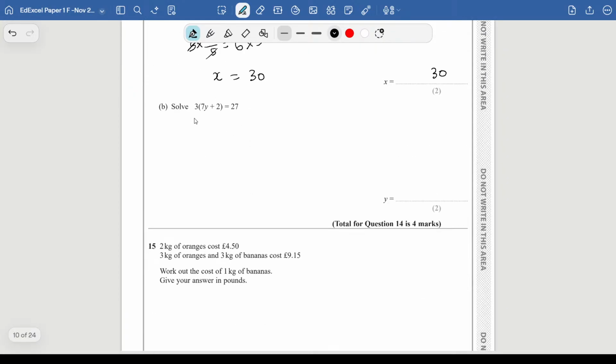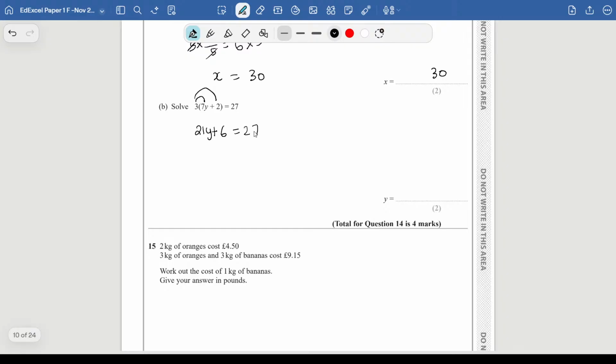Another equation where we have these brackets, we need to expand the term on the left side so that I get rid of the brackets here. So I multiply every term with the terms inside the brackets. 3 times 7y is 21y. 3 times 2 is 6, and there is a plus, the addition operation, here.